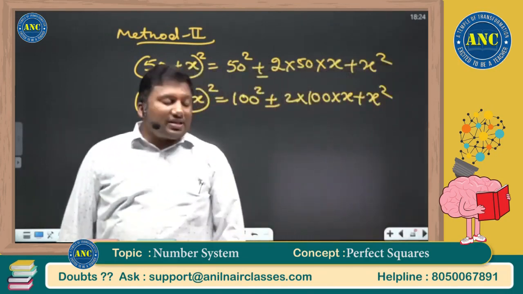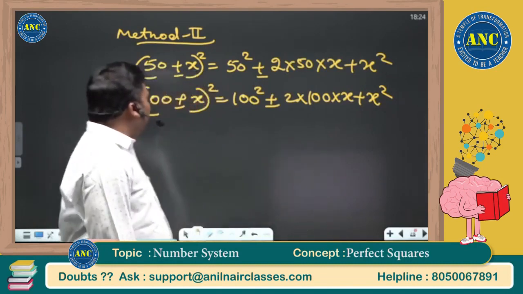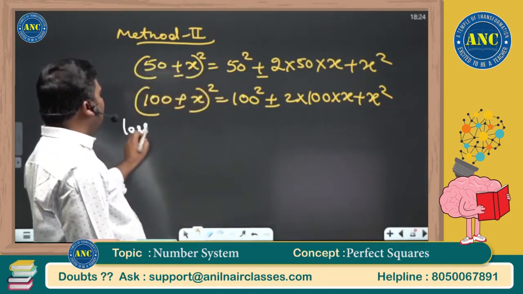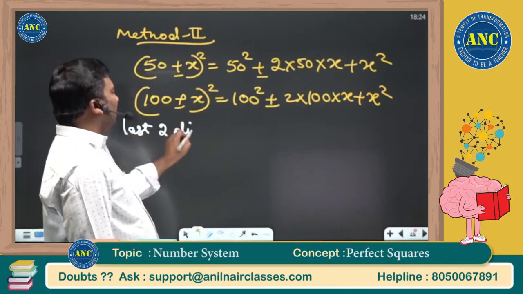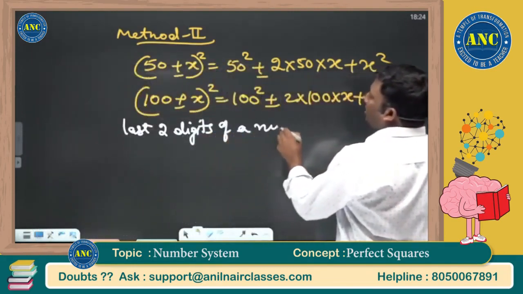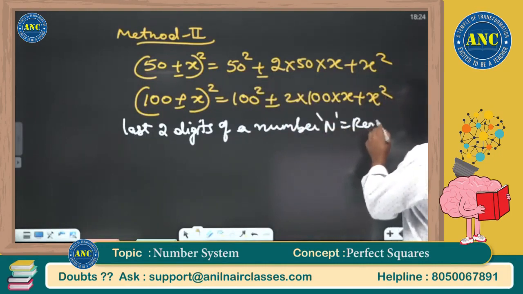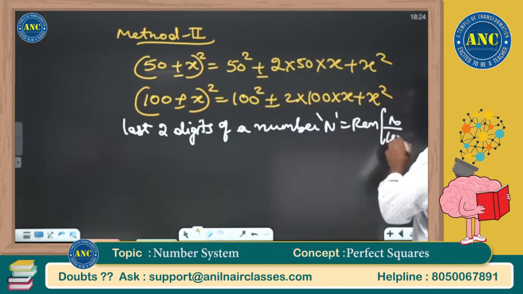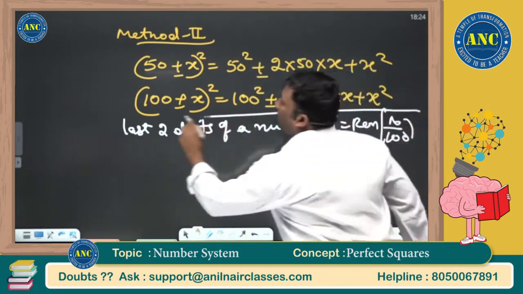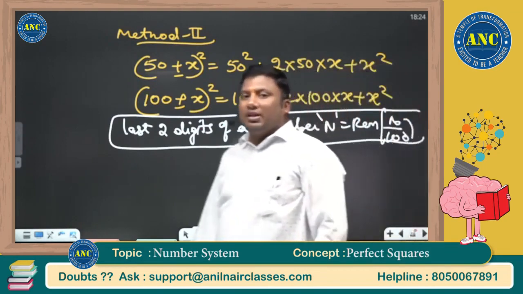Now, what is the first point that we discussed? The first point we discussed is the last 2 digits of a number. It is nothing but the remainder when you divide a number by 100. Whatever is left over when you divide by 100, that is the remainder.